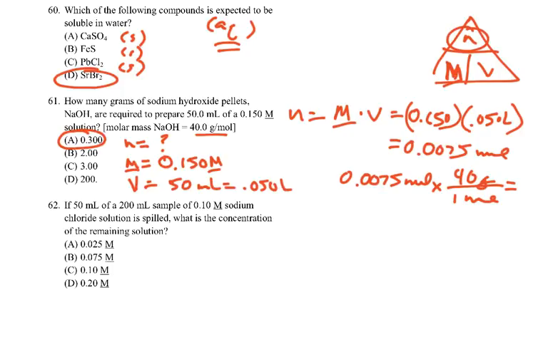Okay, 62. If 50 milliliters of a 200 milliliter sample of 0.1 molar sodium chloride is spilled, what's the concentration of that remaining solution? That's that tricky question we talked about. If you spilled some solution, what's the concentration of what's left over? It's the same thing. So if it's 0.1, then it's still 0.1. Now a different question, if you would spill some and then added some water to make up for it, then you would have diluted the solution. But this is just reading carefully.